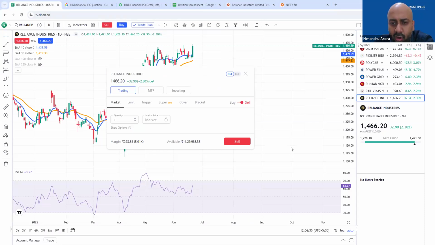Rajesh, we have already covered bulk and block. Bulk is 0.5% of the equity of a company, and block is 5 lakh shares or 10 crore rupees worth of shares.